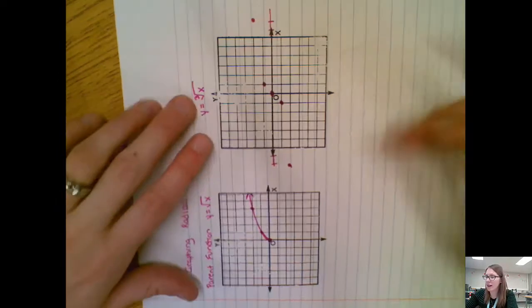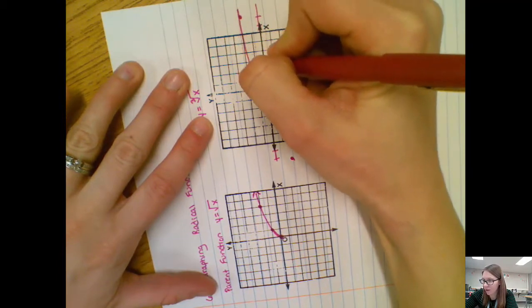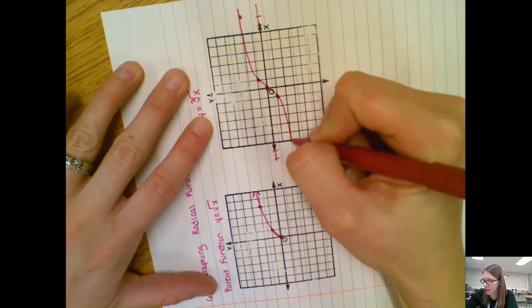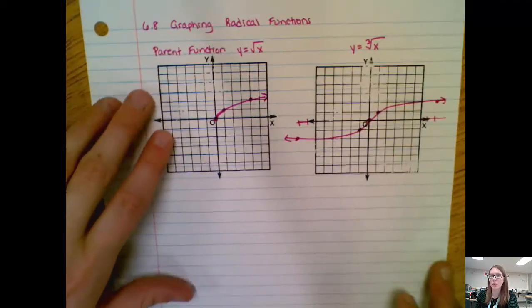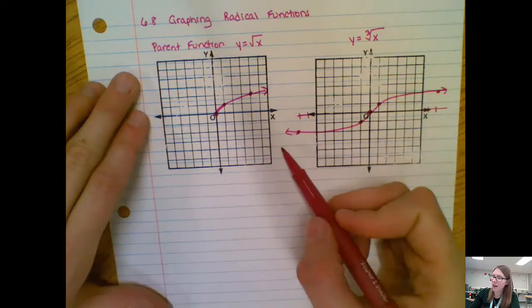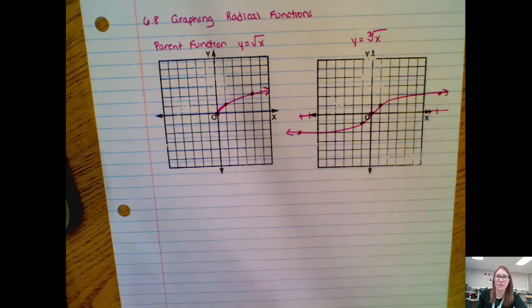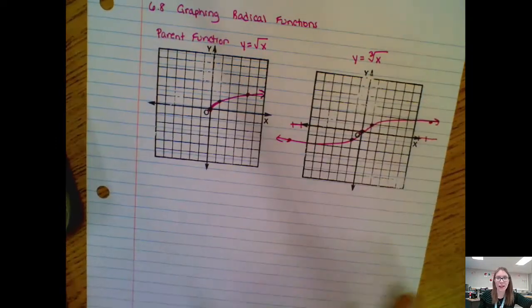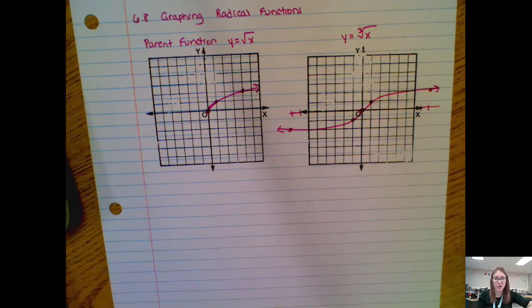So I usually like to turn my paper sideways when I'm connecting the dots. It can be kind of awkward to connect these points because it's so long and skinny. But the cube root of x has this kind of S shape, like our x cubed function looks like. Okay, again, we can transform these functions the same way that we've transformed quadratics and absolute value throughout the year.